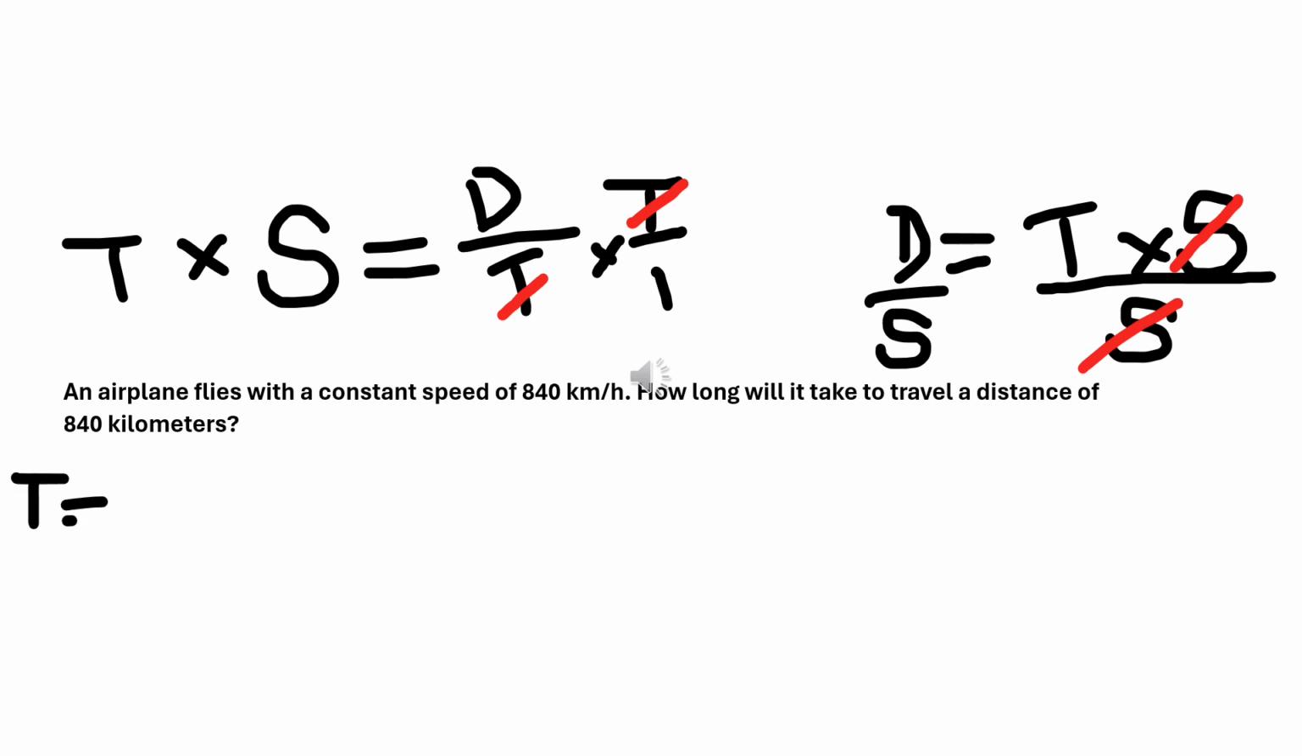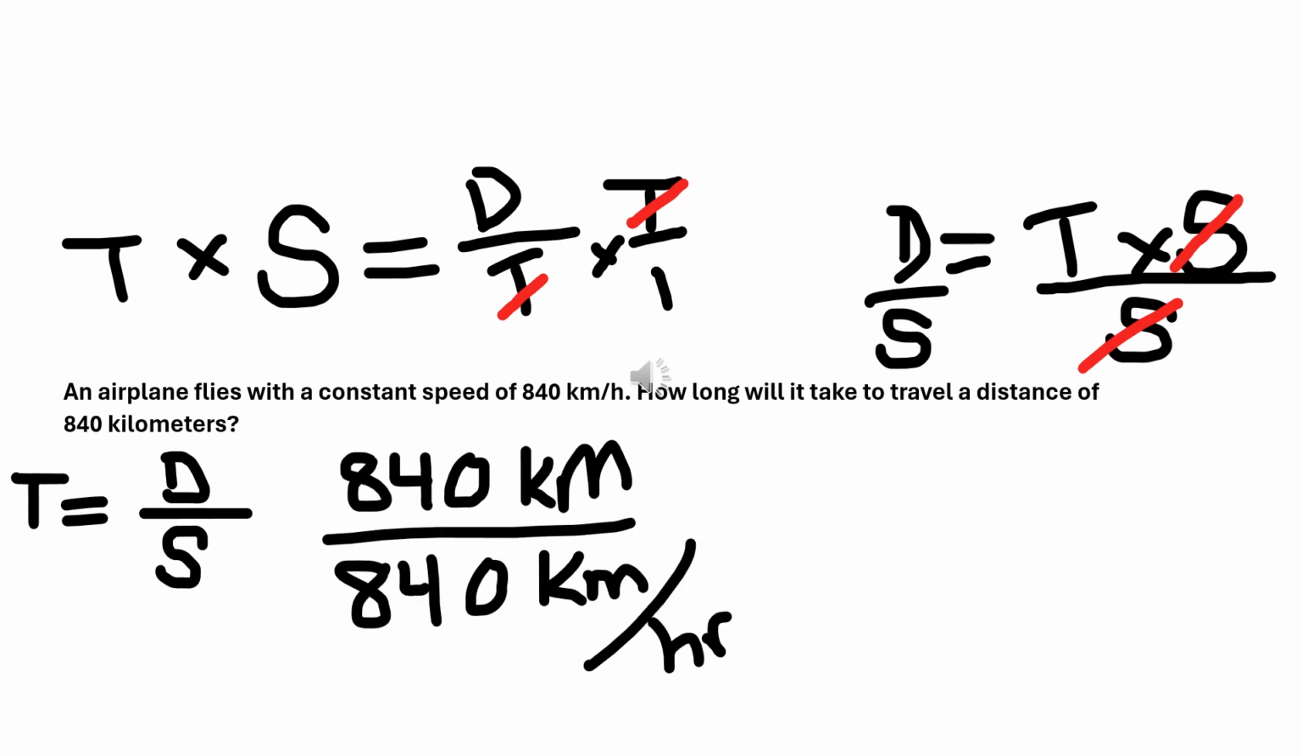So we'll go ahead and write down time equals distance divided by speed. We'll fill in the information, and we're left with a problem where we are dividing 840 kilometers by 840 kilometers per hour, and we should end up with a time for that. So when I do that either in my head, because it's an easy one, or on a calculator, I end up with it taking the airplane 1 hour.